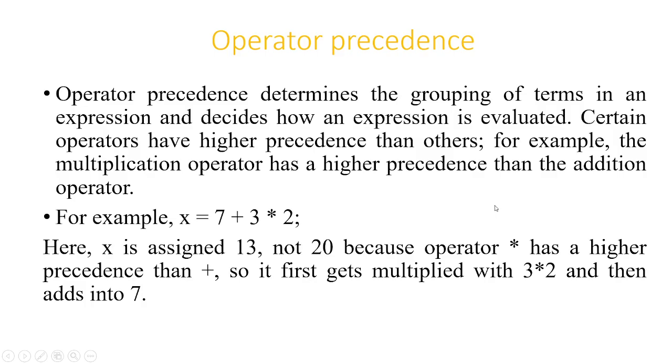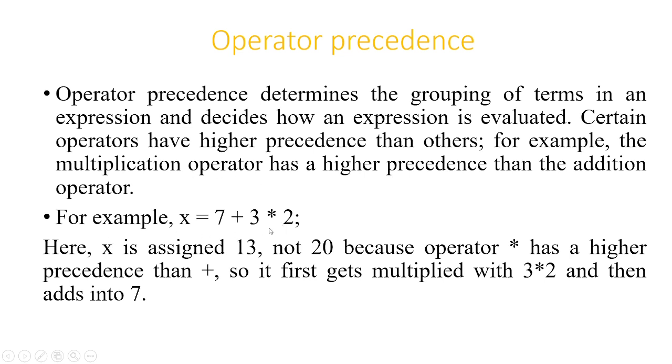Now let us move to operator precedence. Precedence determines which value should be evaluated first. So certain operators have higher precedence than others. For example, if you look at the arithmetic operators, plus and minus, that is addition and subtraction, have less precedence than multiplication, division and the remainder operator.